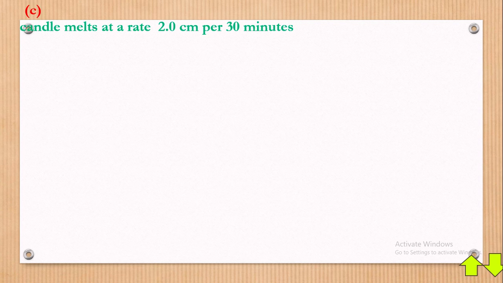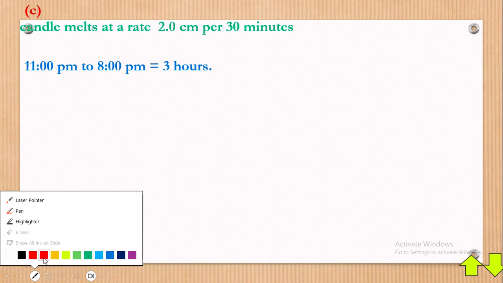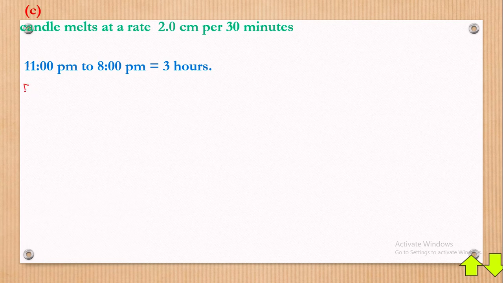Then also what you must know is that from 8 p.m. to 11 p.m. is equivalent to a duration of 3 hours. If you try to get this calculated, please, from 8 we have 9, from there we have 10, from there we have 11.